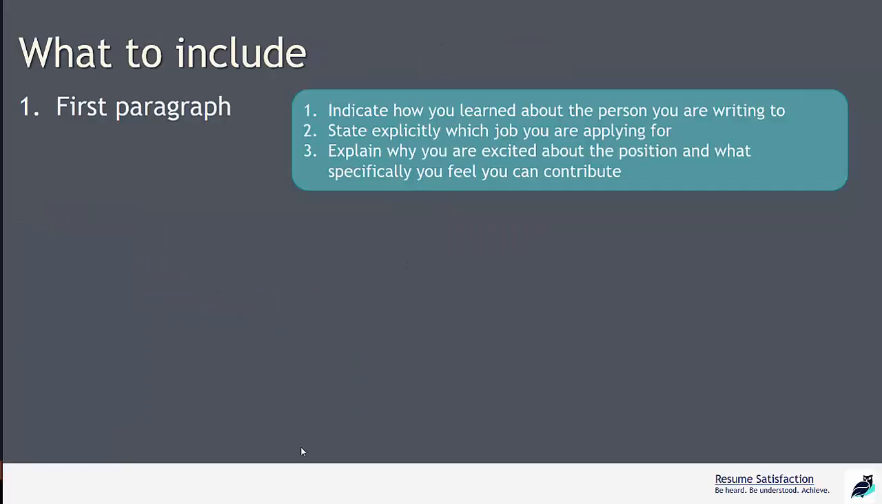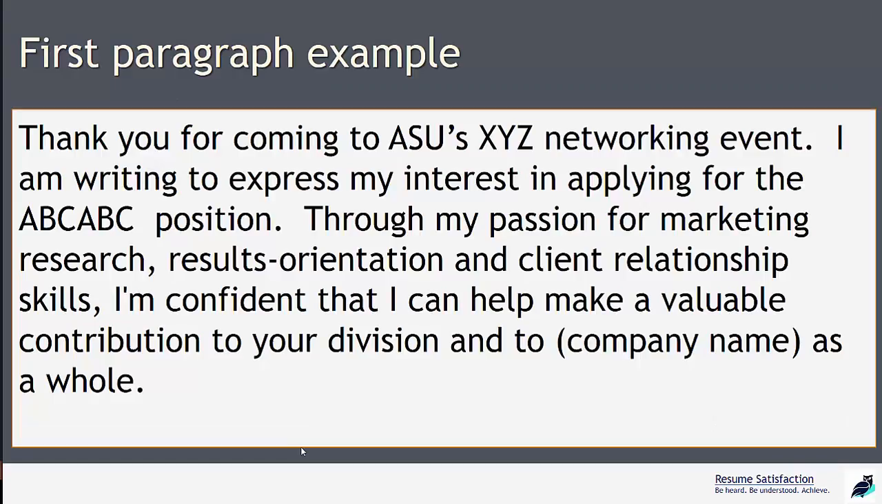So how does it work? We have the first paragraph where it does these three things. It indicates how you learned about the person, which job you're applying for, and why you're excited about the position. And here it is. It achieves those things in this very simple paragraph.